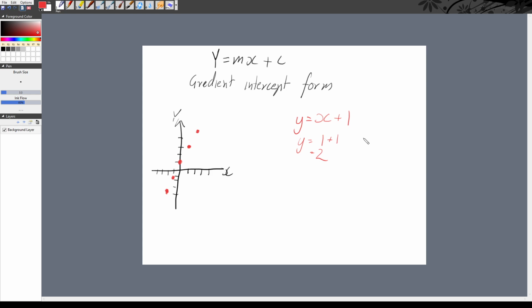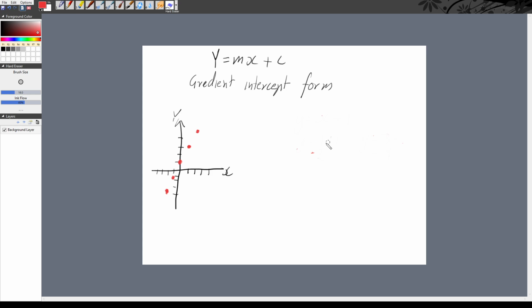X could also be 3. So y is equal to 3 plus 1, which equals 4. But depending on what x is, y changes as well. Now, when we have these points, we can plot them on a graph. Now, when we're talking about this graph, we have some points plotted on it.